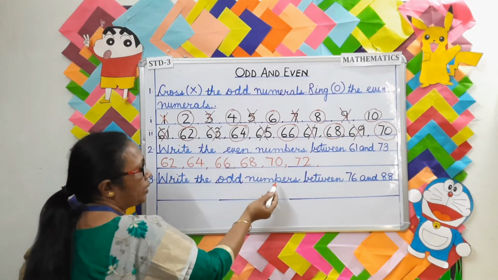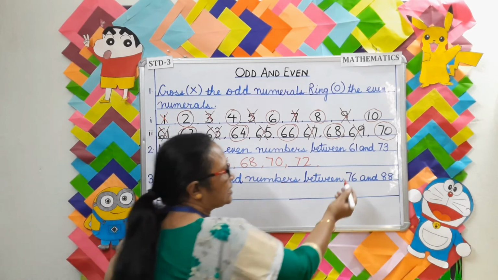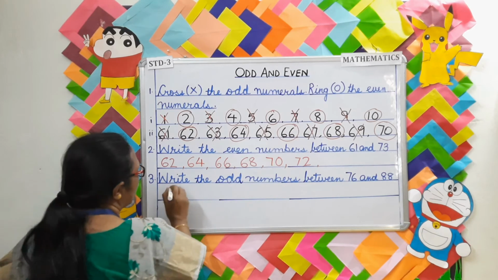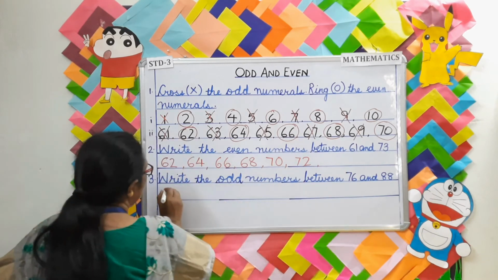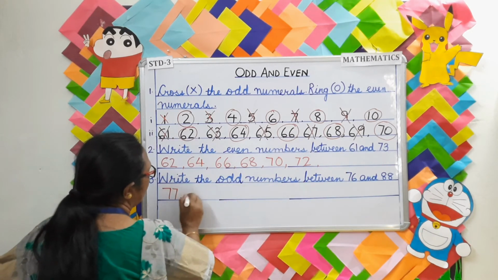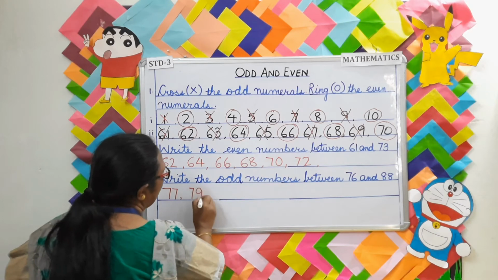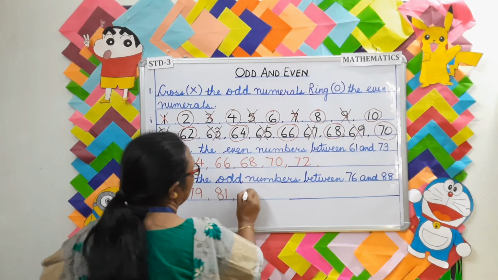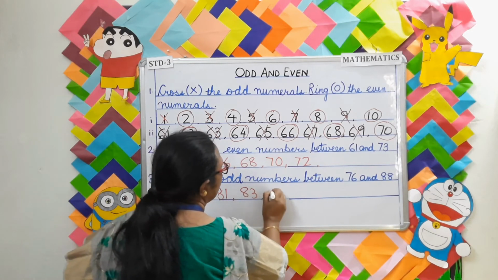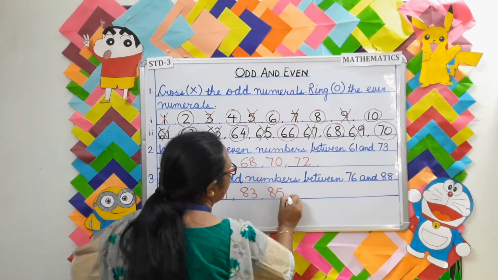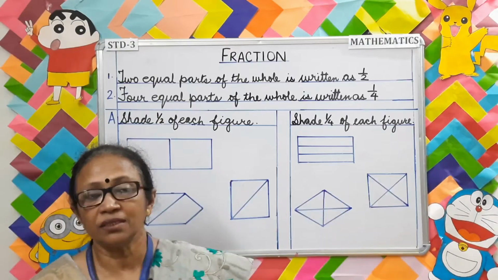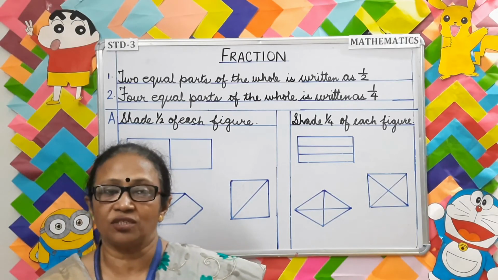Write the odd numbers between 76 and 88. Odd numbers. Now 76 is even, 77 is odd. 79, 81, 83, 85 and 87.